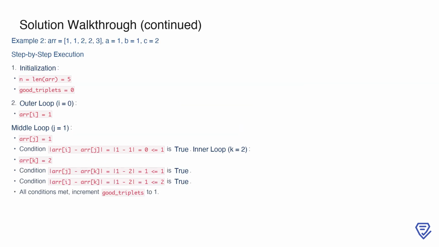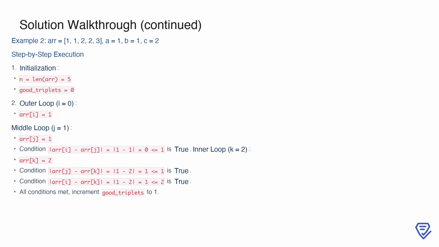In this second example, we use the array 1, 1, 2, 2, 3, and constraints a equals 1, b equals 1, and c equals 2. We begin by initializing the length of the array, n equals 5, and setting good_triplets to 0. Starting with i equals 0, arr[i] is 1. For the middle loop, j equals 1, and arr[j] is also 1. The first condition, the difference between arr[i] and arr[j], equals 0 and satisfies a less than or equal to 1.